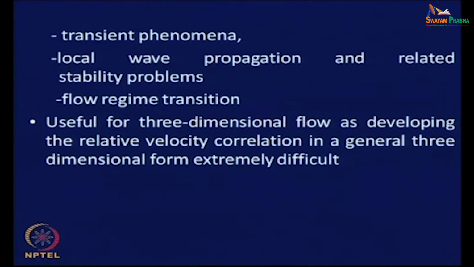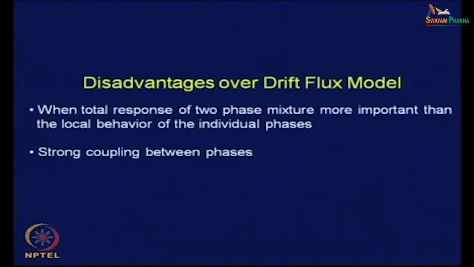And under what circumstances should we go for the drift flux model? When the total response is more important than the local behavior of the individual phases. Naturally, when the total response is important, then writing it down for phase 1, writing it down for phase 2, and then adding the 2 and finding out the mixture response is not worth it. It is better that we find the mixture response directly, and there we work with 4 equations and we can predict the mixture characteristics as a whole by just incorporating the relative velocity between the 2 phases. So, under that circumstance the drift flux model is going to be better.